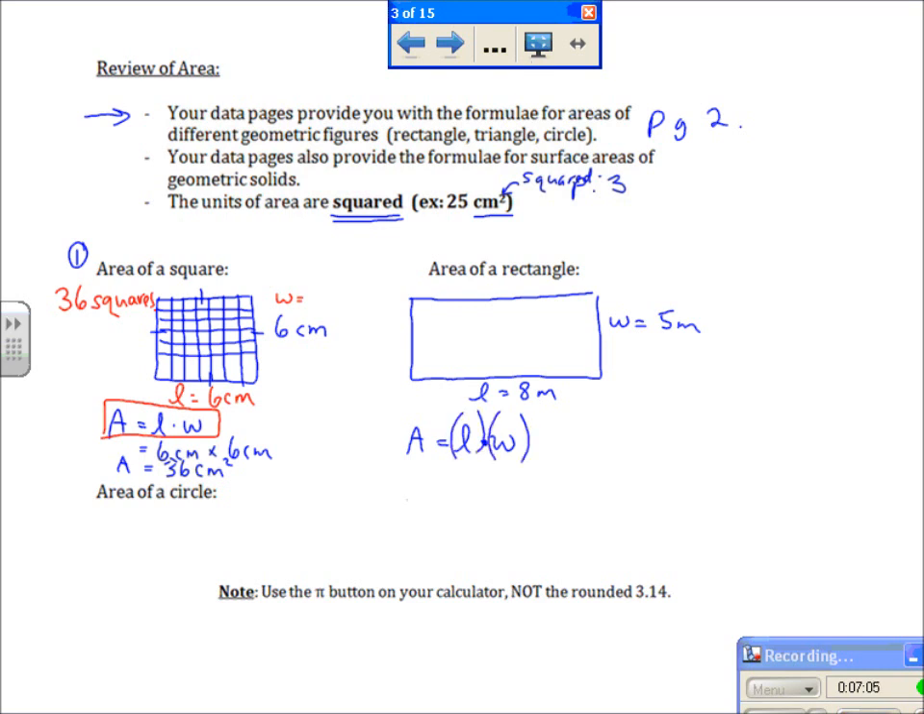So let's do the math. Area is equal to the length, which is 8 meters, times the width, which is 5 meters. And my answer is going to come out to 8 times 5, which is 40. And meters times meters is meters squared. Make sure we're putting that superscript 2, that little number 2, up at the top, attached to the meters. If I don't do that, it is not the correct units.